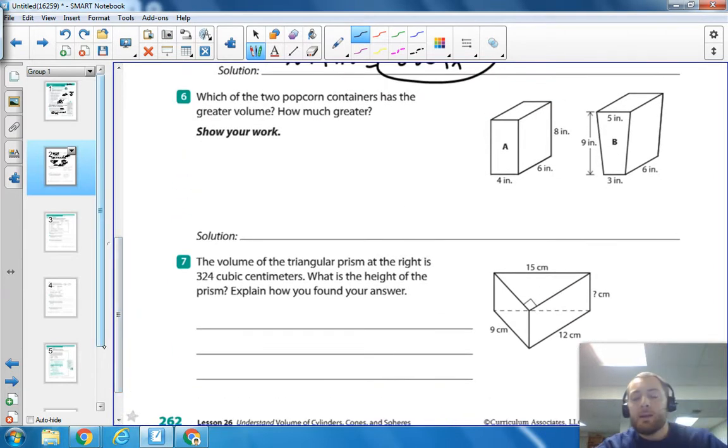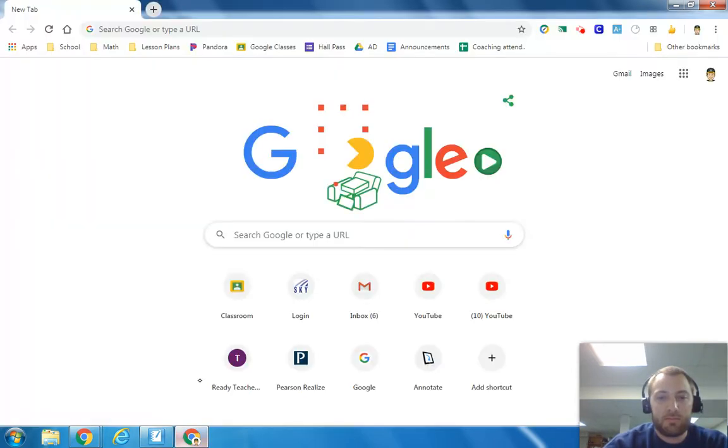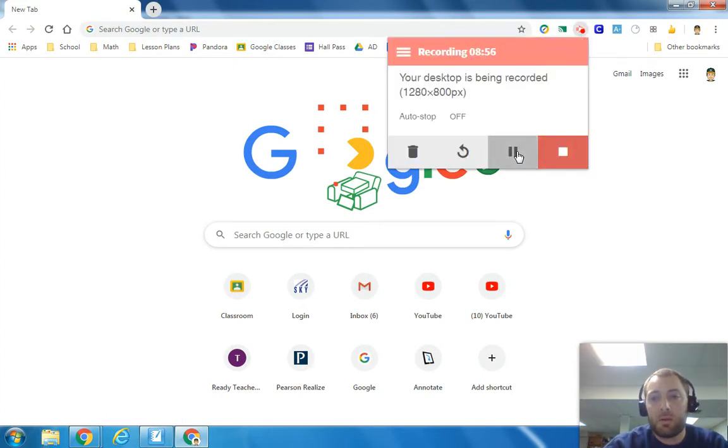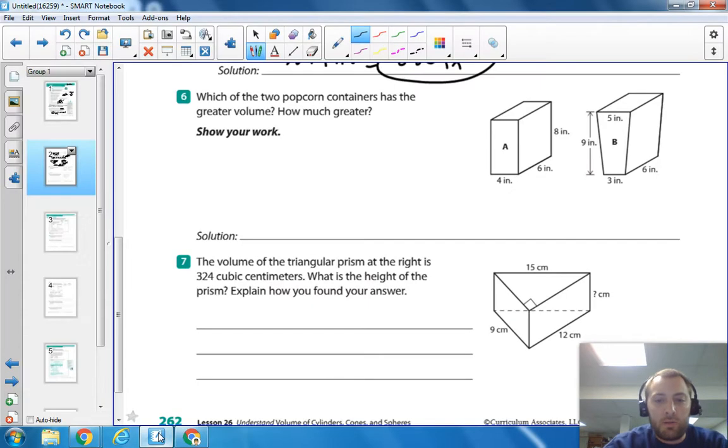Right. Last two. I would say number 6 is the most challenging one on the whole thing, just because of one of the shapes. It says, which of the two popcorn containers has the greatest volume and how much greater? Right. Sorry about that. We'll go back here.